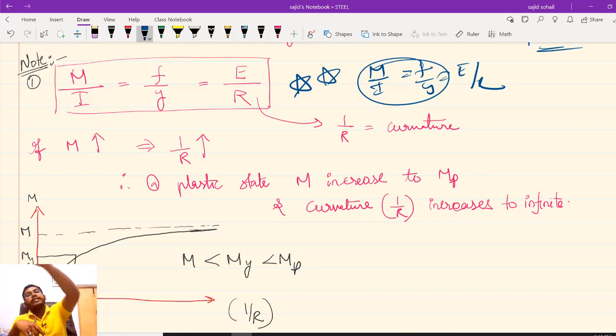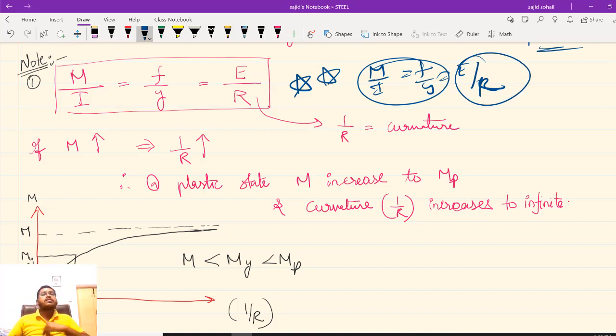I also sent I there and wrote it as M is equals to F into Z. But so far I have not seen this last term E by R. What is this E by R? Let me make it very clear. E is Young's modulus, you know that. And R is your radius of curve. What is this radius? कहाँ से आया आपको? See, let me make it very clear.